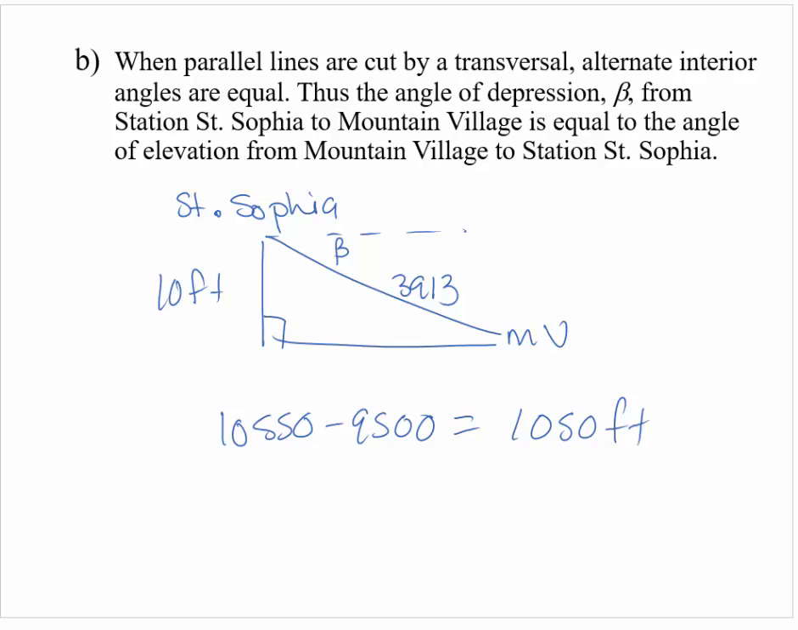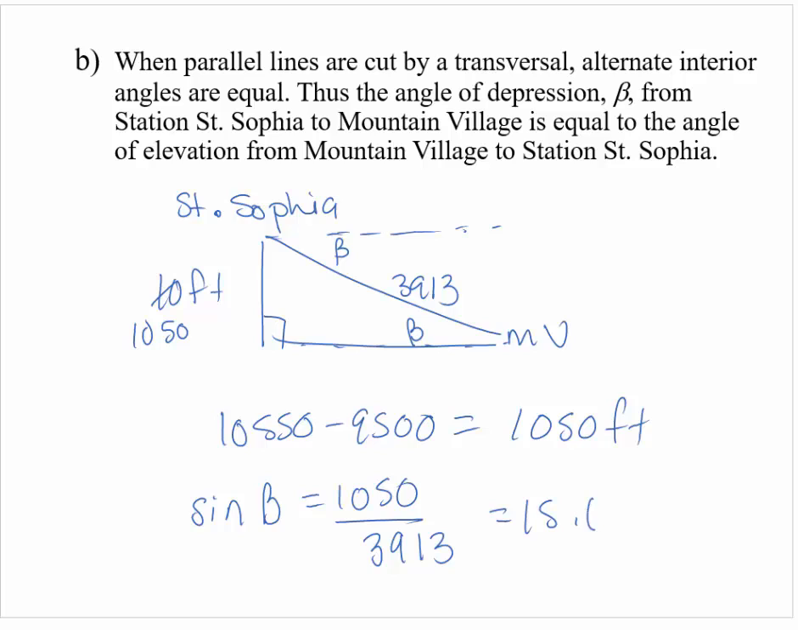And the other thing that we can notice is that if this is a horizontal and this is a horizontal, then our angle of depression from St. Sophia is equivalent to the angle of elevation from the mountain view. So we can solve for either one of these. So we'll use sine beta is equal to, this should be 1050 over 3913, which is 15.6 degrees. So 15.6 and 15.6.